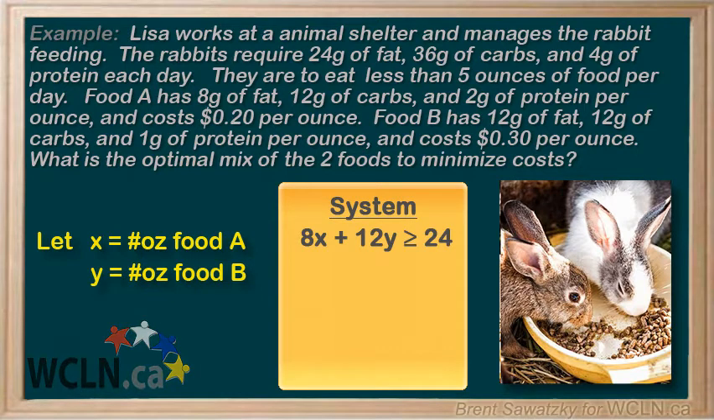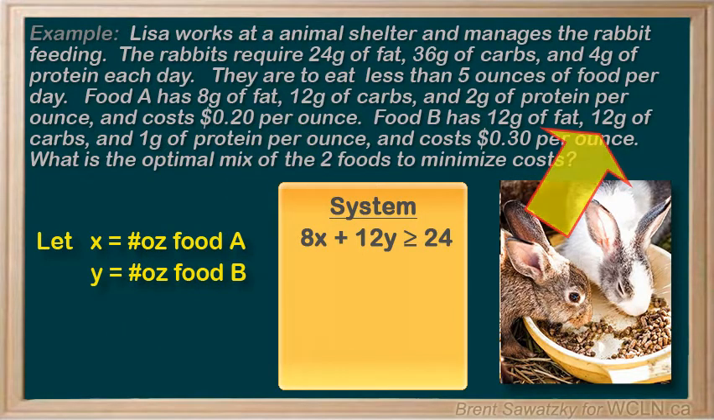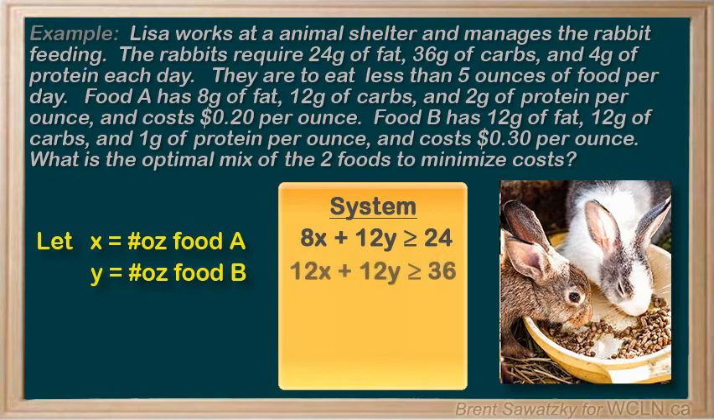Switching to carbs, food A has 12 grams and food B has 12 grams. So 12x plus 12y has to be equal or greater than 36. There's our second inequality. We look at protein. Food A has 2 grams and food B has 1 gram. So our resulting inequality would be 2x plus 1y has to be equal or greater than 4.